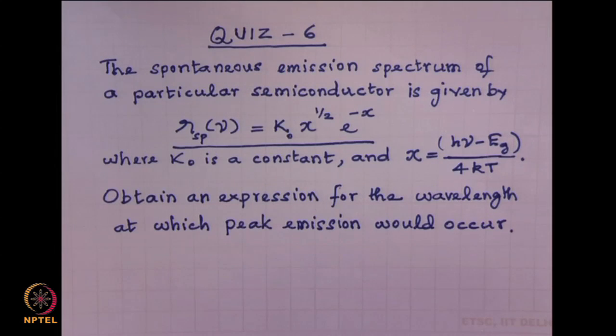The spontaneous emission spectrum of a particular semiconductor is given by an expression: R sp of nu equals K0 times x to the power half times e to the power minus x, where K0 is a constant and x is h nu minus E g divided by 4 k T. Obtain an expression for the wavelength at which peak emission would occur.